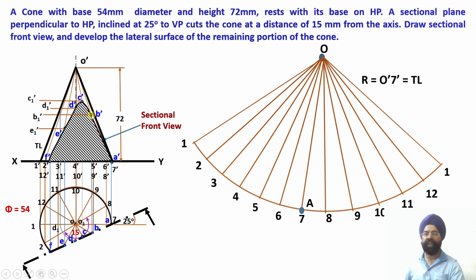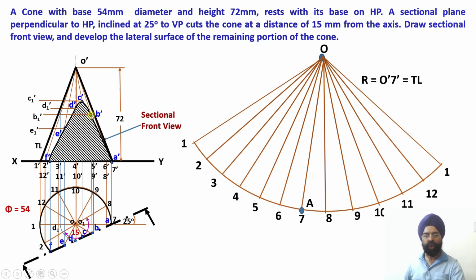Point B, please check. Where does it lie? It lies on the slant generator O6. How much is the distance of this point of intersection from the apex? Is this the true distance? My answer is no. This is not a true distance or the true radial distance. Why? Because it is lying on the apparent length. Since it is lying on the apparent length, this is also the apparent radius.